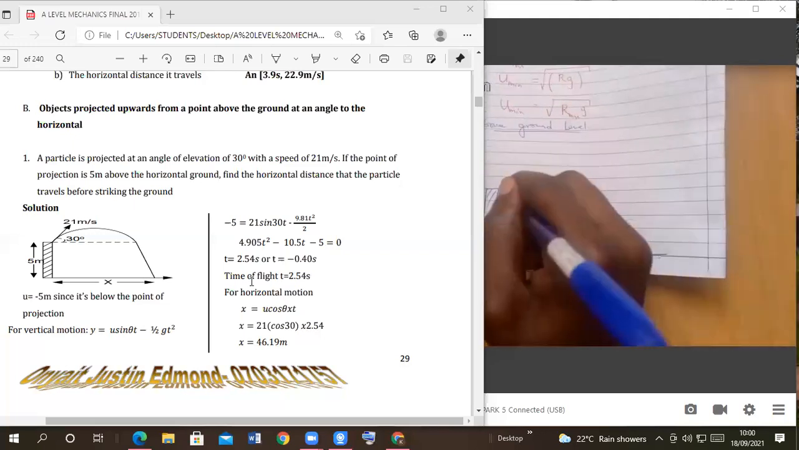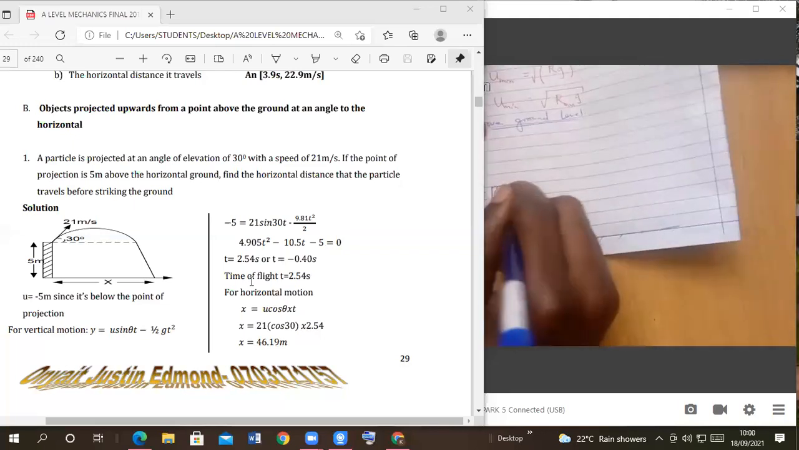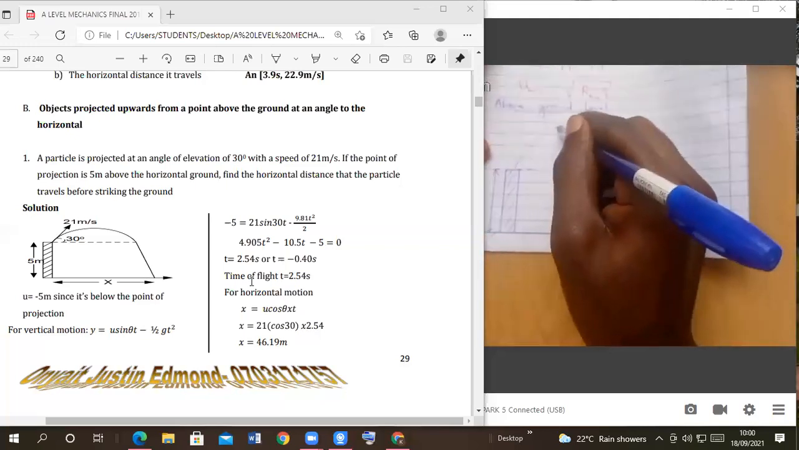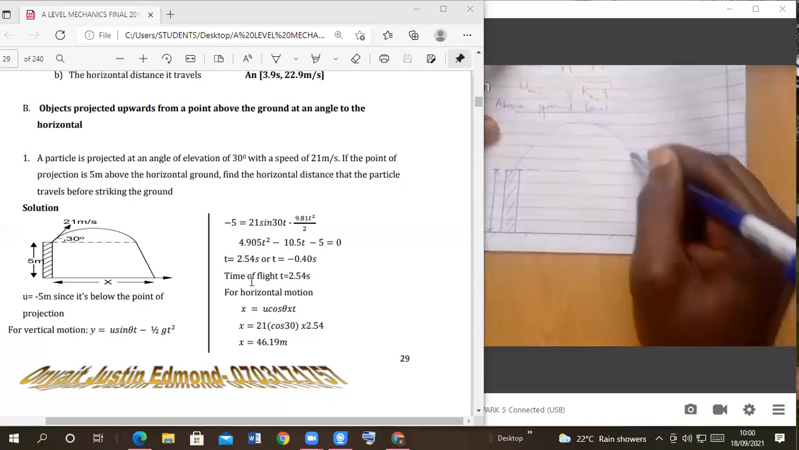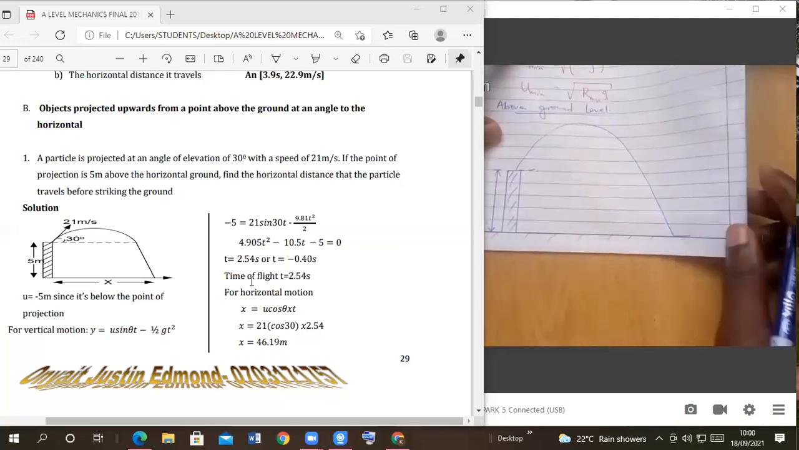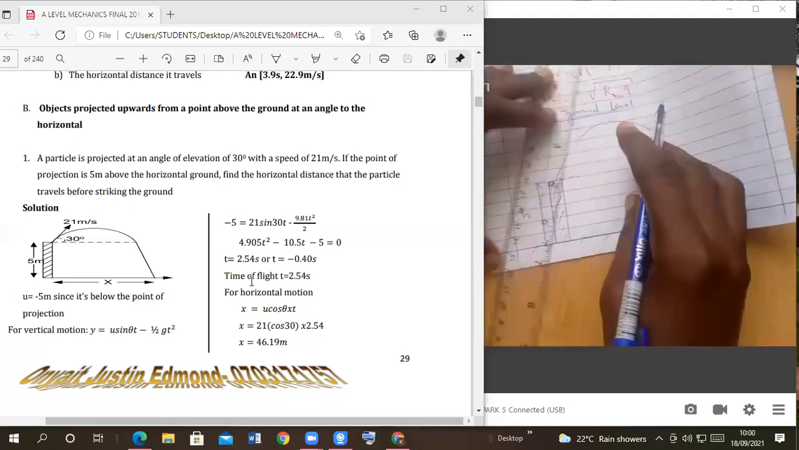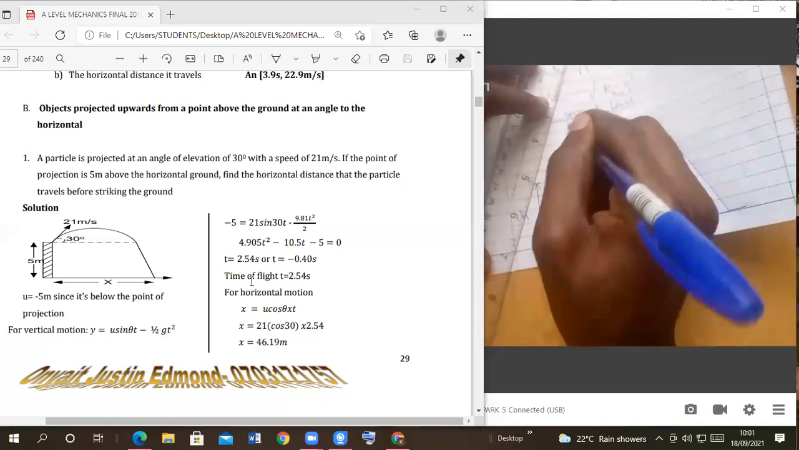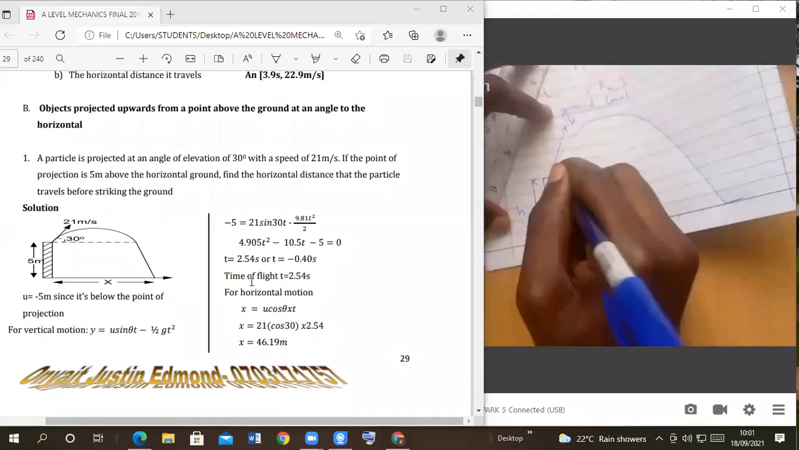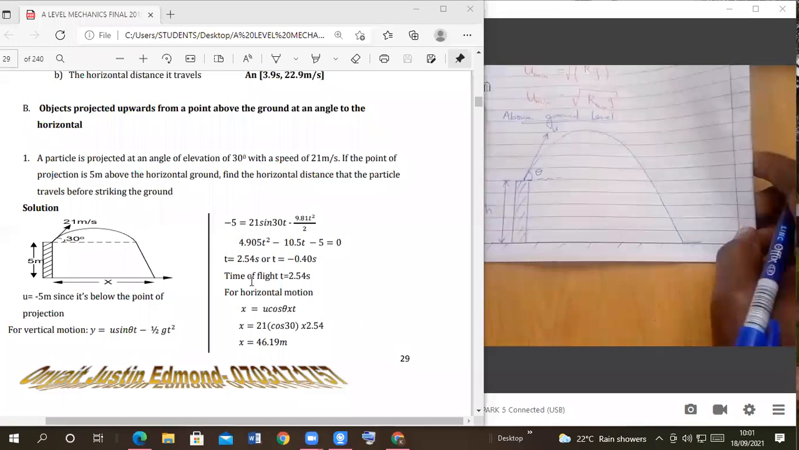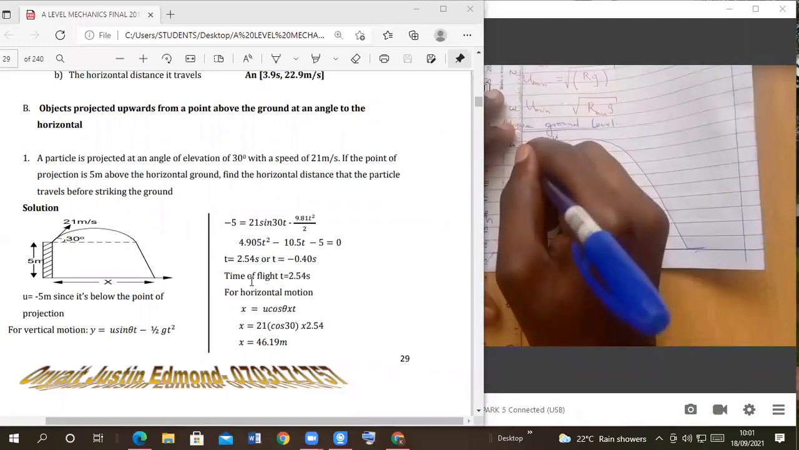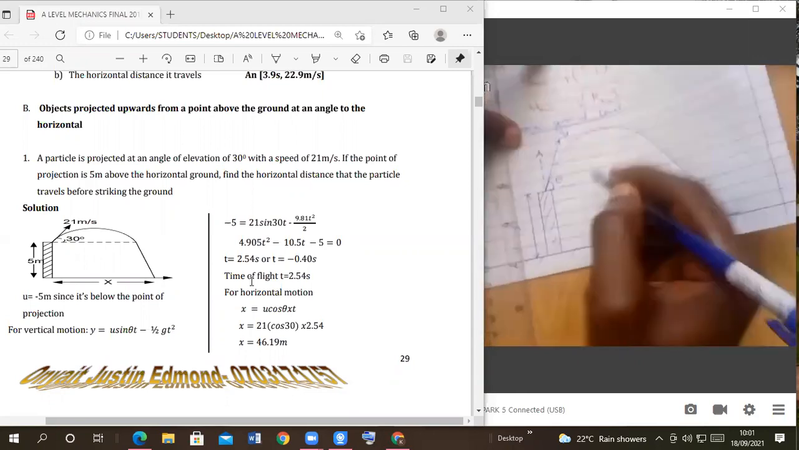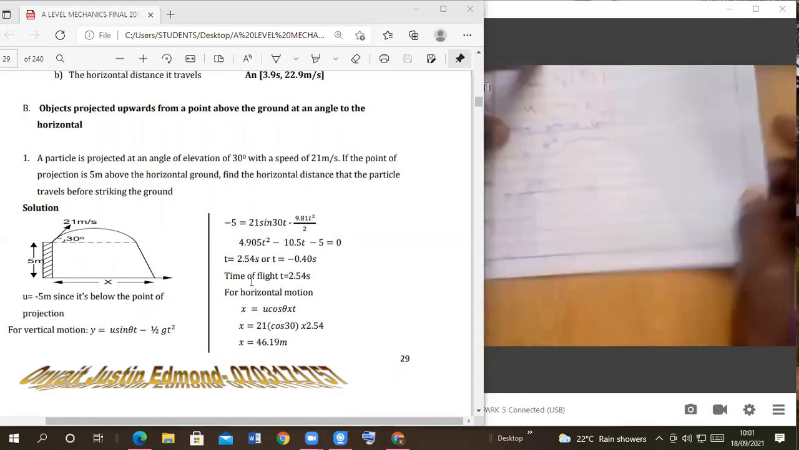So the body is projected from this point, which means it will follow the same path like we have been doing. Our initial speed will be tangential. That is still our U. This is still our angle of projection theta. So we can still have two components for velocity.